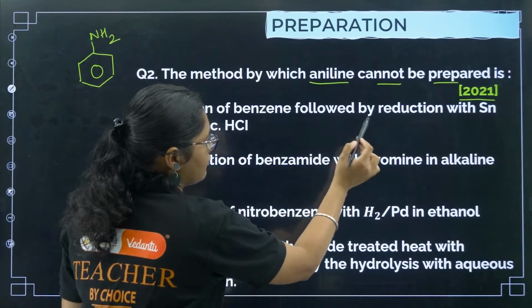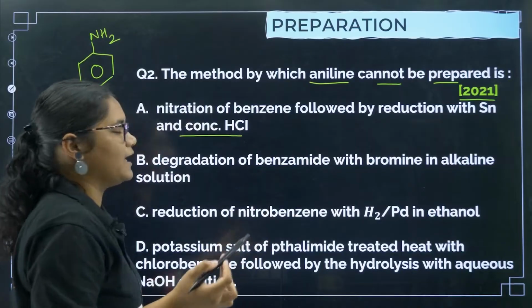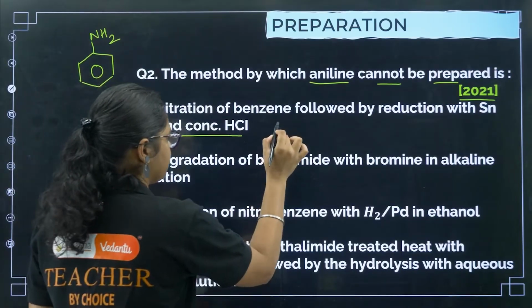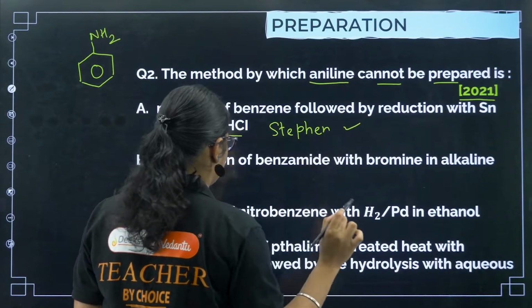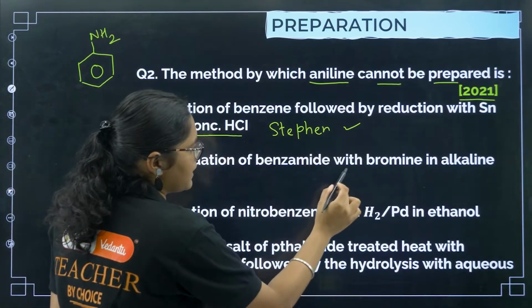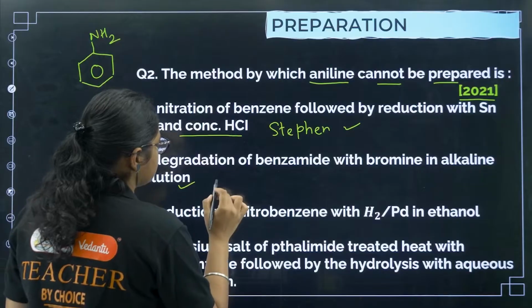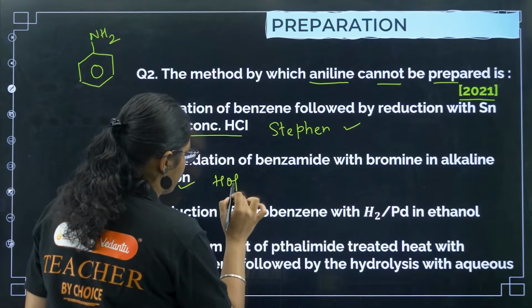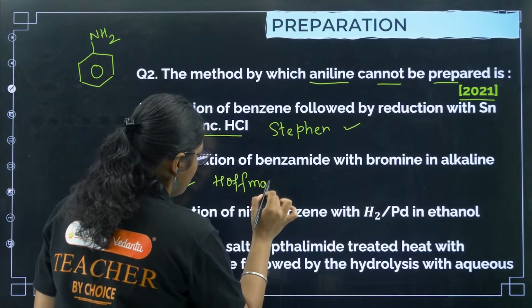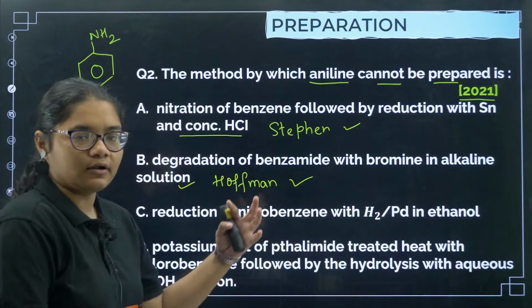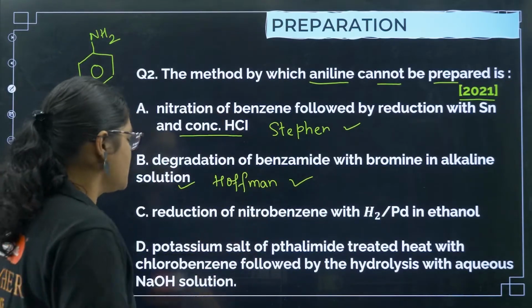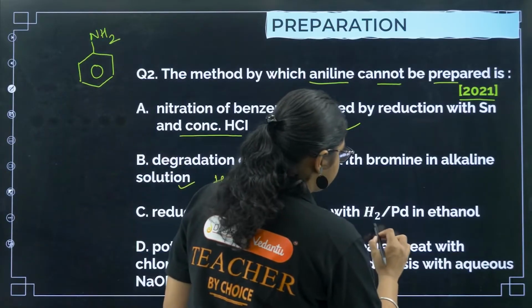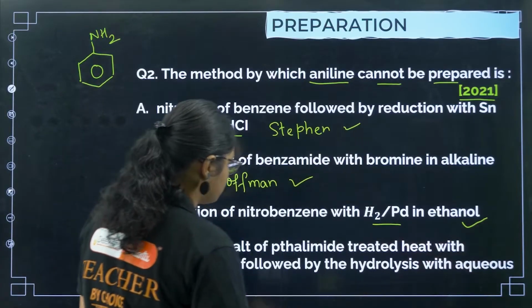Nitration of benzene followed by reduction with Sn and concentrated HCl. This is your Stephen reduction, and by this we can synthesize aniline. We can do degradation of benzamide with bromine in alkaline solution. This is your Hofmann bromamide reaction, and with this also we can produce aniline. Next, reduction of nitrobenzene with H2 and palladium. Yes, this is also possible.